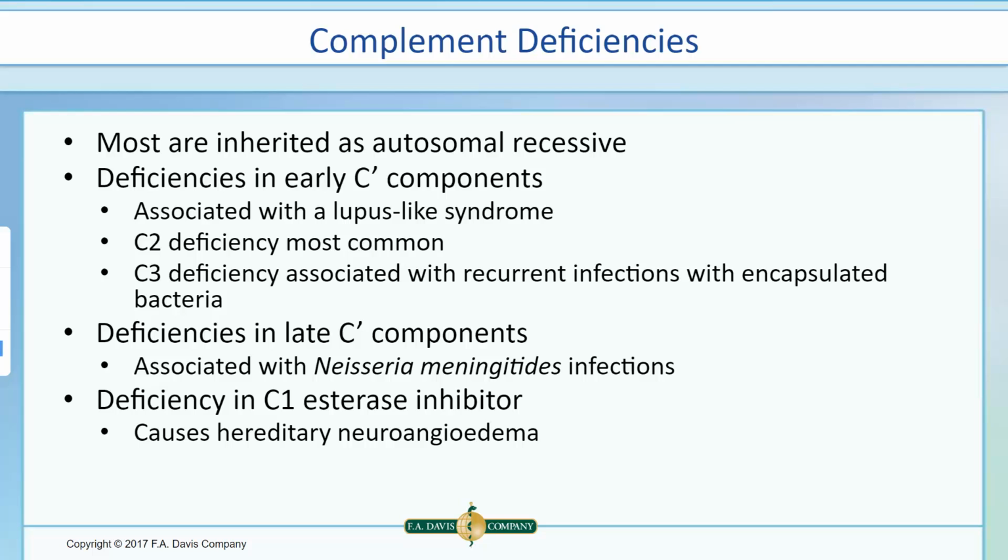Complement deficiencies, most are inherited as autosomal recessive. Deficiencies in early complement components are associated with lupus-like syndrome. Deficiencies in late complement components are associated with Neisseria meningitidis infections. And deficiency in C1 esterase inhibitor causes hereditary angioedema.